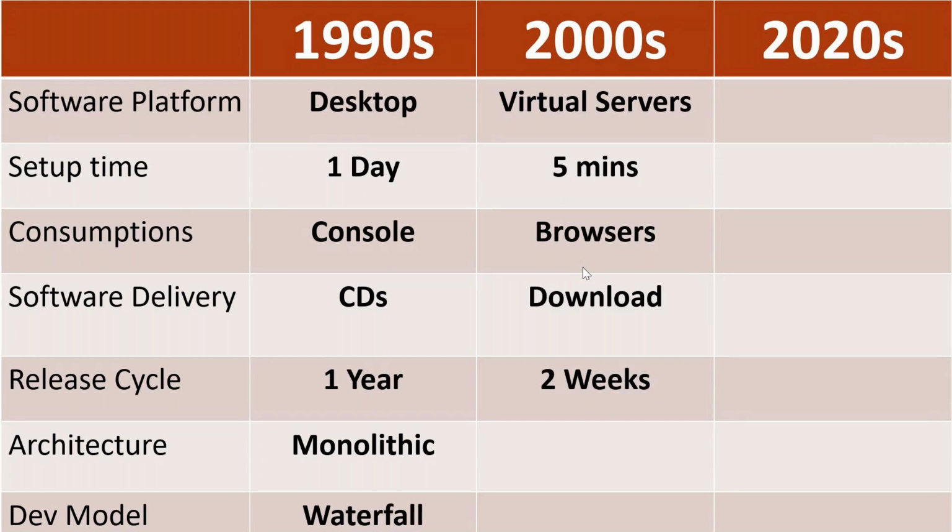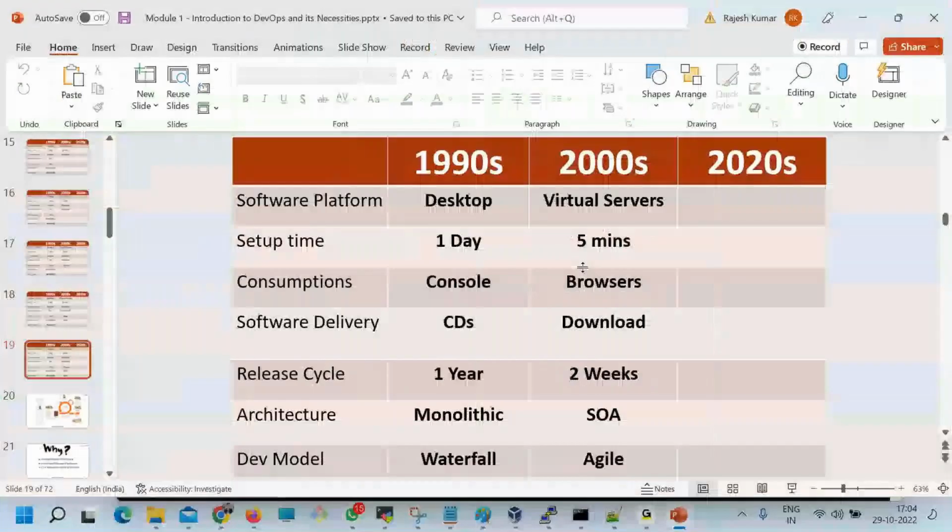Because that is where the architecture changed from monolithic to SOA. SOA means service oriented architecture, and the model you opted for is Agile. Agile recommends a release cycle of 2 weeks. So is it something like you were doing in 1 year earlier and now you do it in 2 weeks? No, it doesn't happen like that.